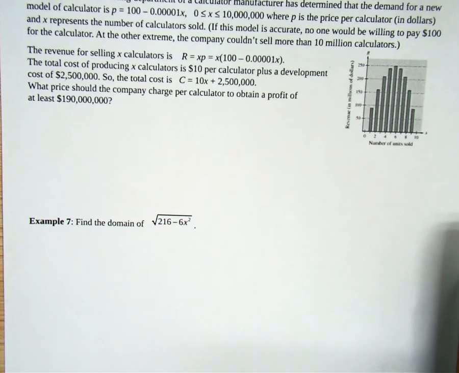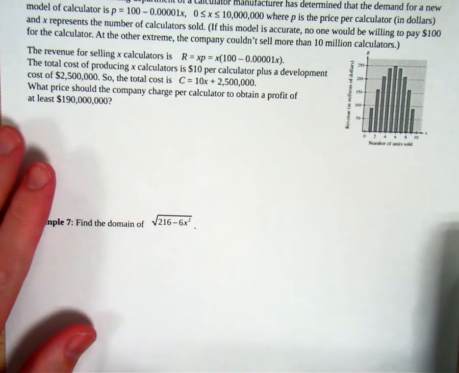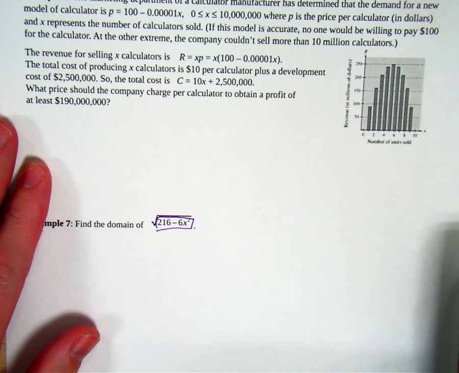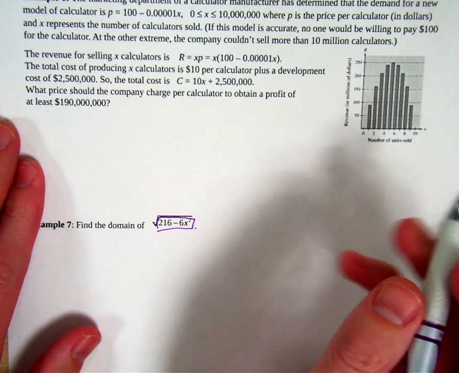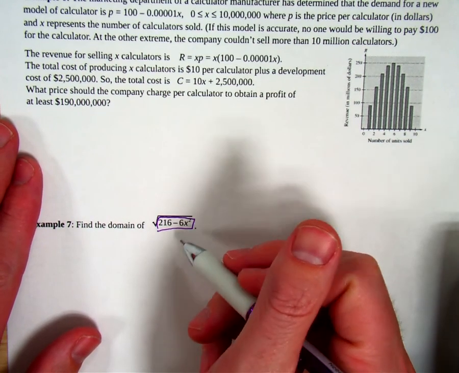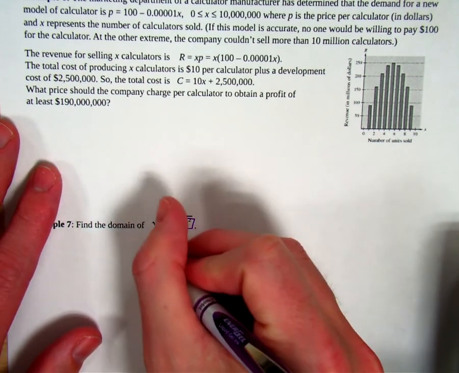7, find the domain of a square root. Okay, underneath this needs to be greater than or equal to 0. Even though we just did a little bit of work with imaginaries. All right, find the domain. We want our square roots to be greater than or equal to 0.